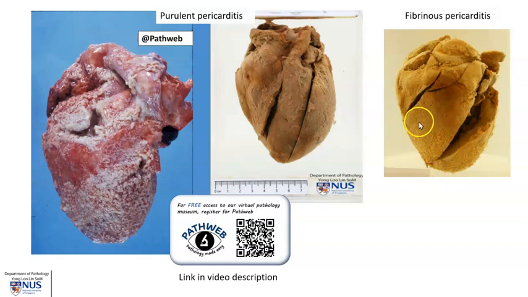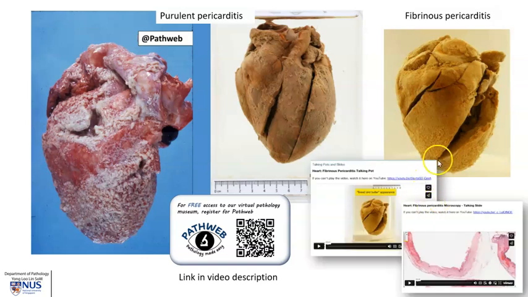Here I have an example of fibrinous pericarditis in comparison, and we can see that the exudate appears quite similar. And in the fresh exudate, this would appear whitish and somewhat thinner, rather than thick and yellowish or greenish. We also have accompanying talking pots and talking slide videos describing fibrinous pericarditis in our pathology museum.